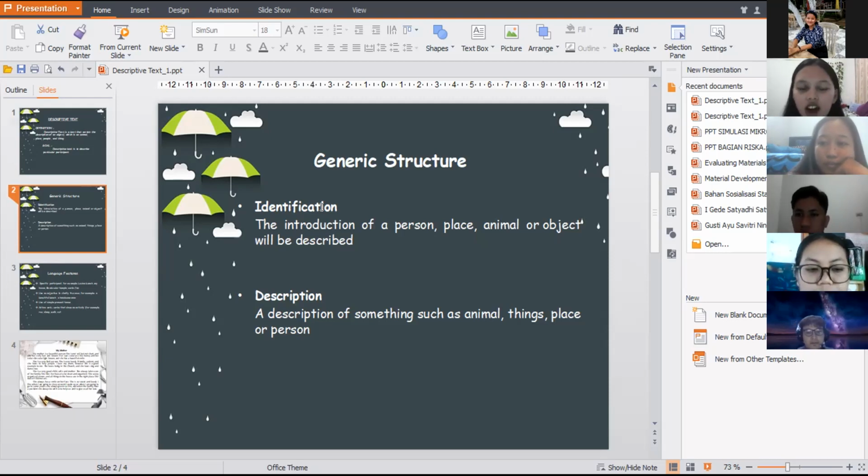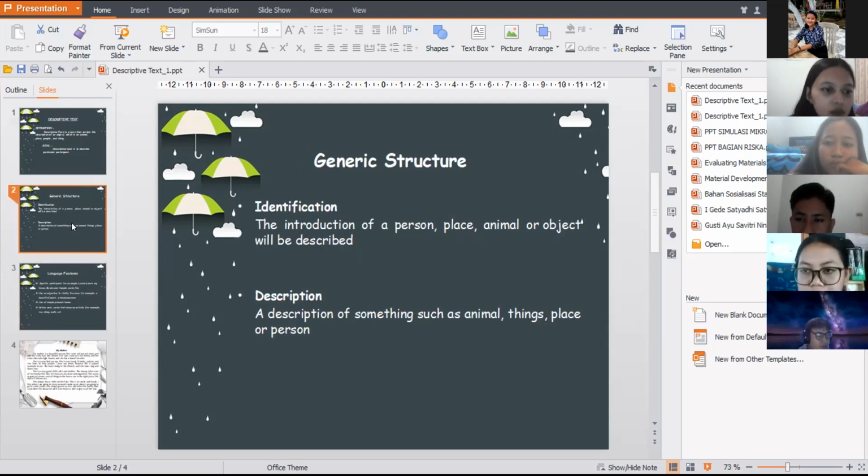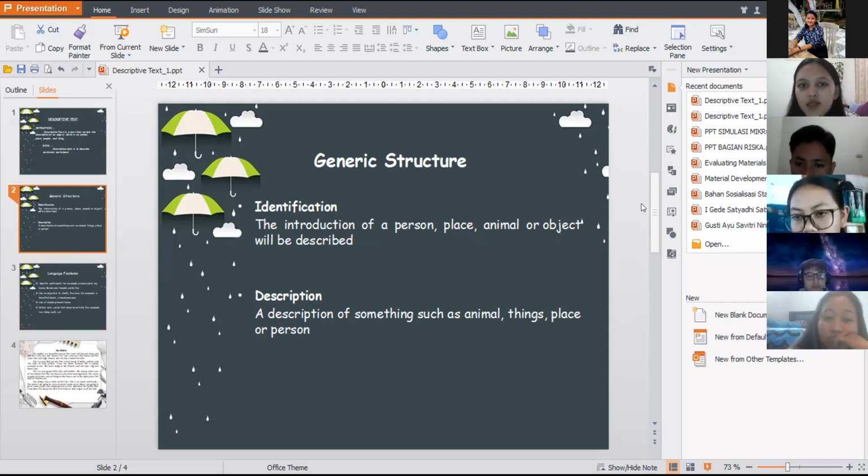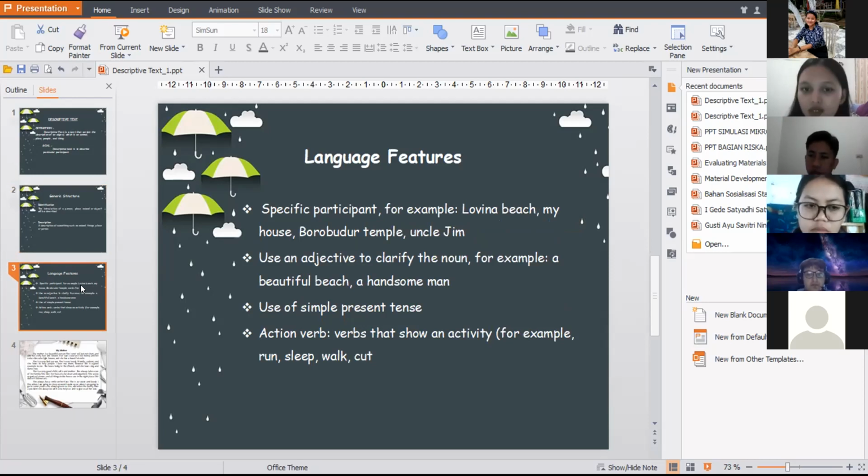Right. Thank you. How about Nadia? Do you have a question so far? So far, no, miss. It's clear. Okay. Do you still remember the language features of descriptive text? What tense are you going to use when you write descriptive text? Maybe using simple present tense. All right, you're right. You can use simple present tense. Now you can start writing the descriptive text, and I will invite you to read what you have written. Okay, you can start.